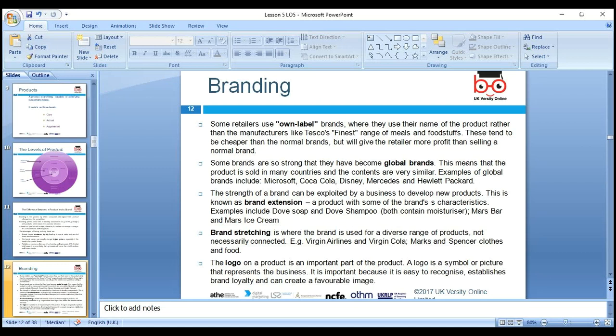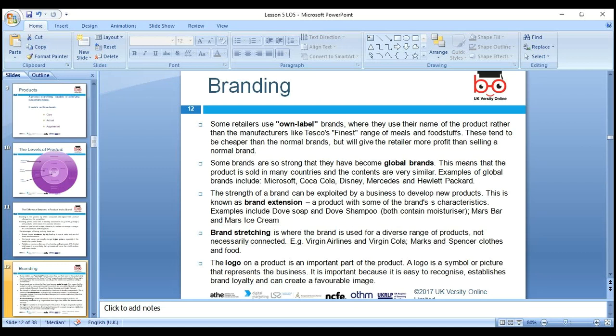The strength of a brand can be exploited by the business to develop new products. Brand extension within that brand family means we carry on adding more products, like Dove soap and then Dove shampoo and then moisturizers, and various others, like Mars bar and then Mars ice cream. Brand stretching is where the brand is used for a diverse range of products, not necessarily connected: Virgin Airline, Virgin Cola, Marks and Spencer clothes and food.